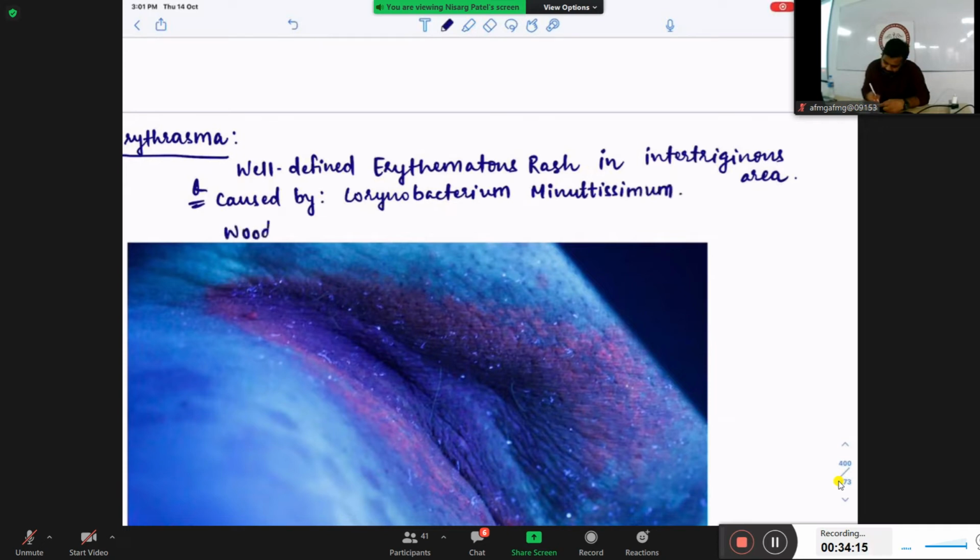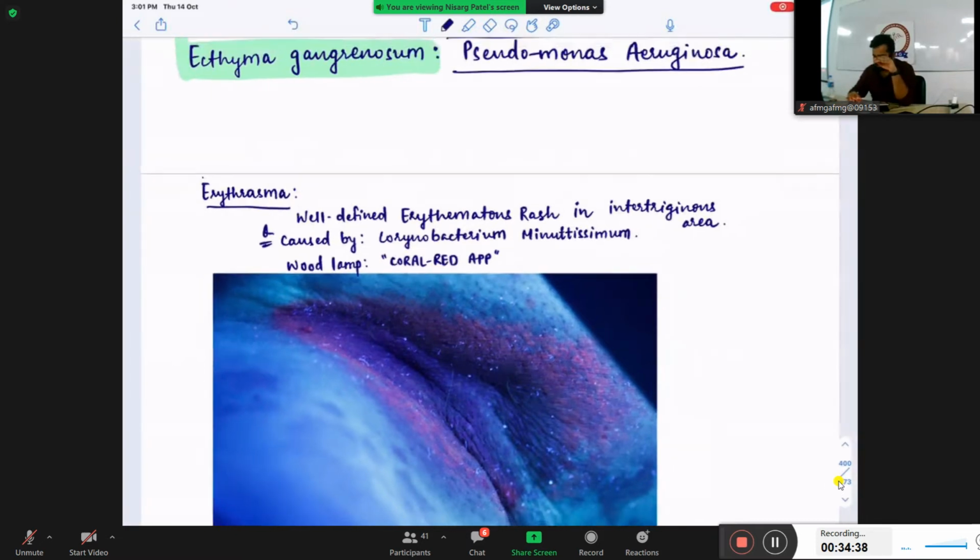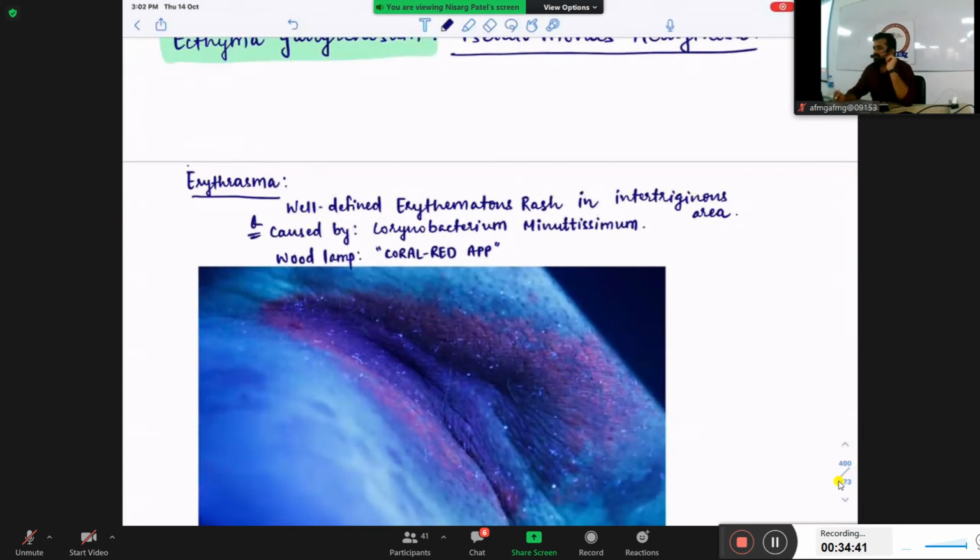Second MCQ they ask: on a Wood's lamp, it gives me a coral red appearance. Underwater in the sea it looks like this, right? Because of the light being transparent, it is a coral red appearance. It will give me a coral red appearance. Right?